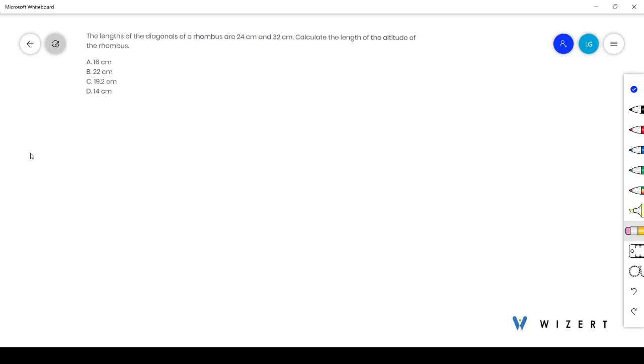Our question is, the lengths of the diagonals of a rhombus are 24 cm and 32 cm. Calculate the length of the altitude of the rhombus.